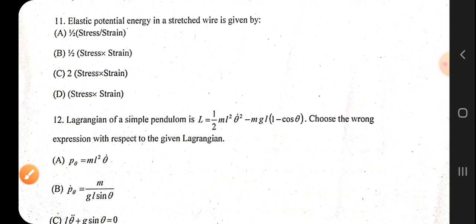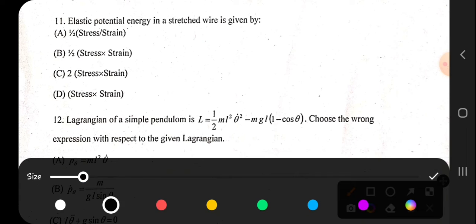Now the next question is, the elastic potential energy of a stretched wire is given by this.